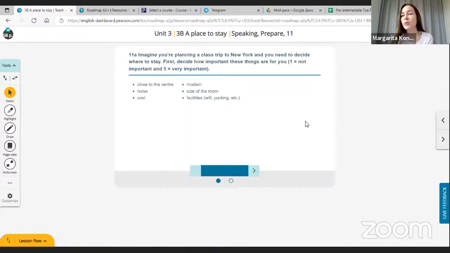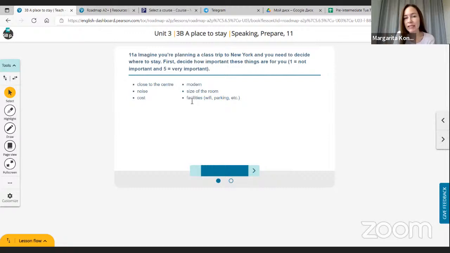Now we will be also choosing a place to go. All right. And when we choose, we will need to think about different aspects. For example, how close is the place, not to the center, but to us? So how close is the place? How much does it cost? Is it cheap or expensive? Is it modern? Is it big or small? Comfortable? Yeah. Comfortable beds and so on.